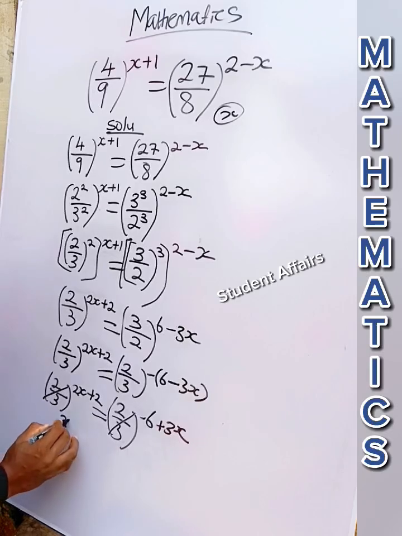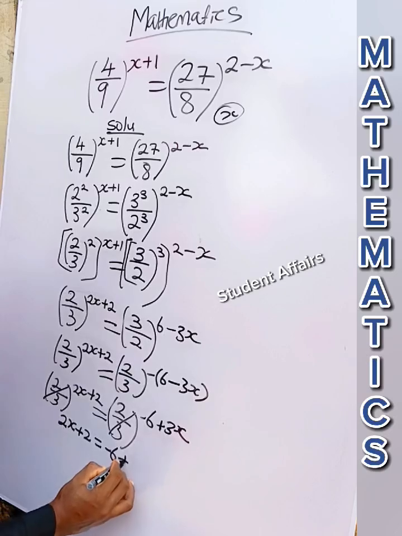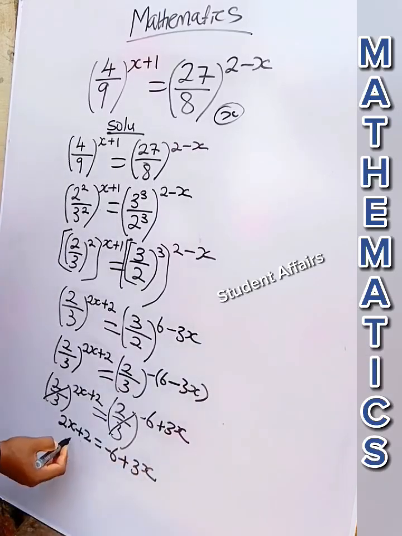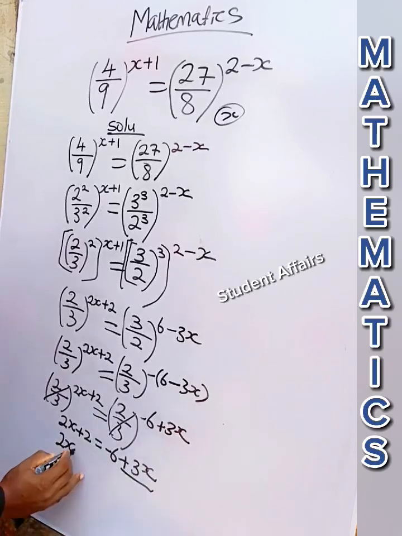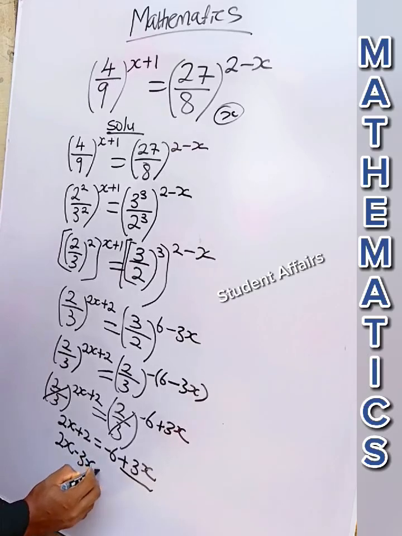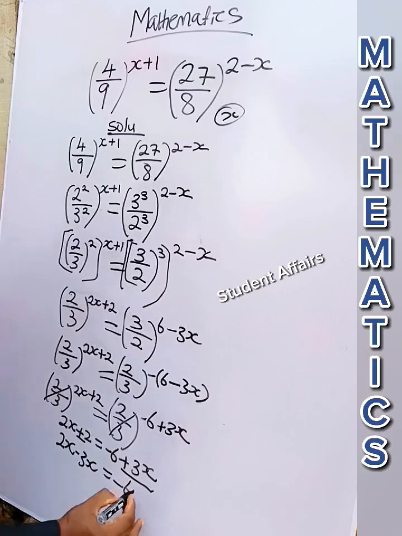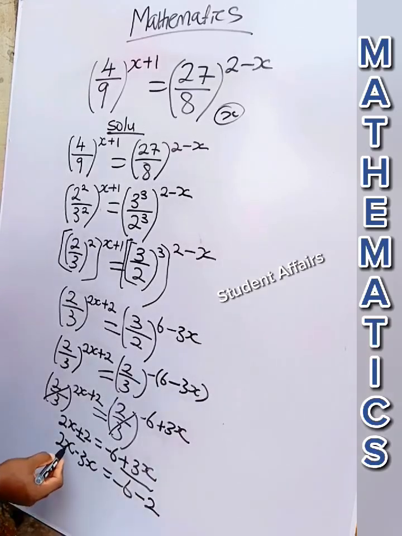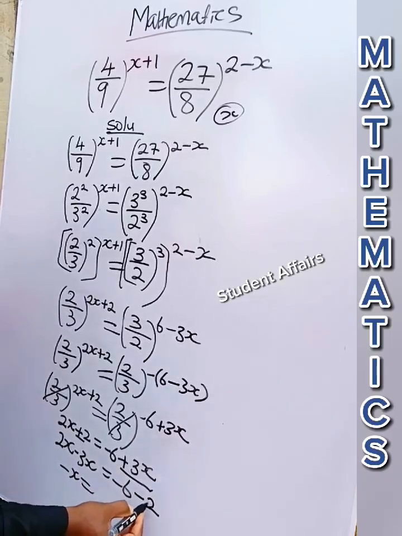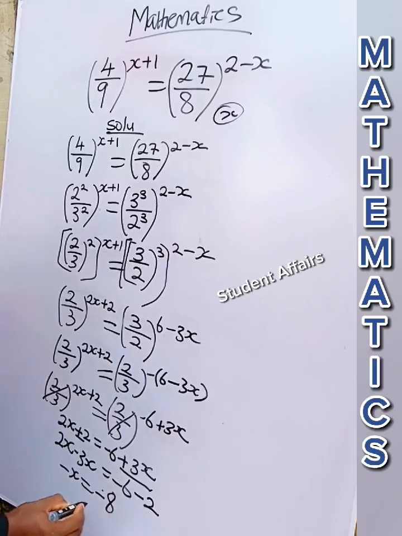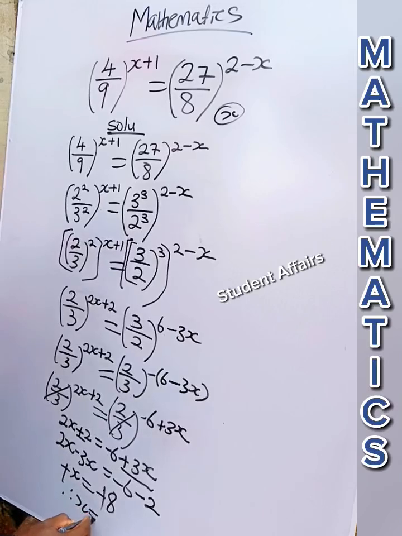We now have 2x plus 2 equals minus 6 plus 3x. The next thing is to collect like terms. We will now have 2x, plus 3x will cross the equality sign to become minus 3x, equals minus 6, plus 2 will cross the equality sign to become minus 2. x minus 3x is minus what? x equals minus 6 minus 2 gives you minus 8. This minus can cancel this minus. Therefore, x equals 8.